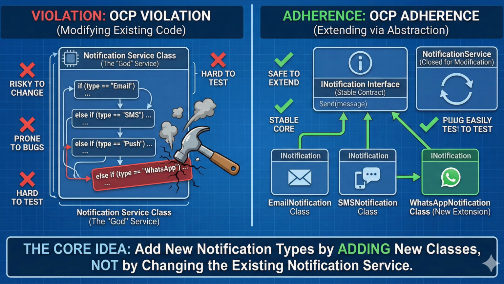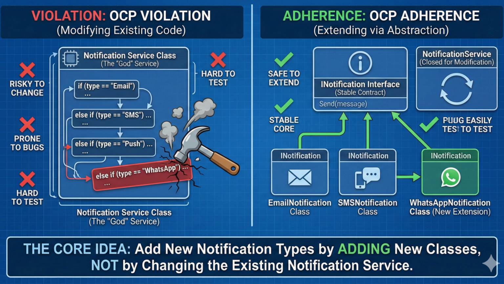Example 2: Notification systems. Consider applications that send notifications. At first, they may support only email notifications. Later, requirements come to add SMS, then push notifications, then WhatsApp alerts. Again, instead of changing the old notification logic, developers add new notification classes that extend the same interface. Old code remains safe, new features get added smoothly.